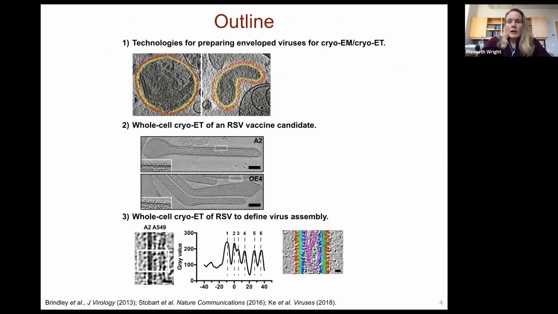So a brief outline of my talk today. I'll talk about some of the technologies that we've been using and implementing in the lab for preparing envelope viruses for cryo-EM, how we use whole cell cryo-ET to investigate a respiratory syncytial virus vaccine candidate, and then how we have also been using whole cell cryo-ET to further define virus assembly.